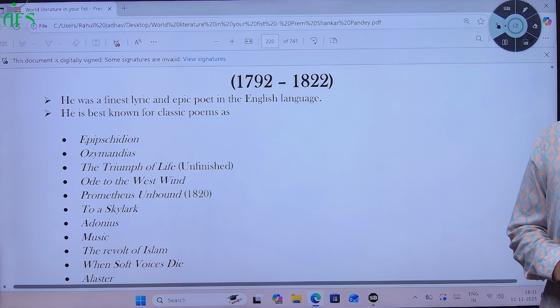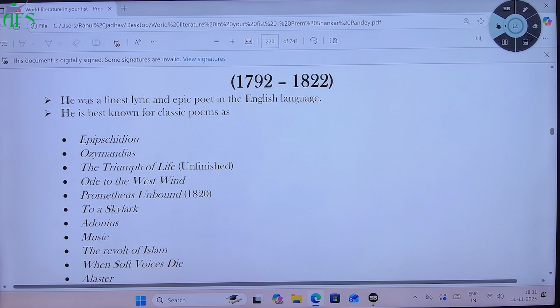Yes, P.B. Shelley. He was the finest lyric and epic poet in the English language. He is best known for classical poems such as, now we have got a list of his poems, and they remain quite noteworthy and important because of the contribution he has made and the various poems he has written are definitely remarkable. They are prescribed in many universities and have been studied by many great scholars. So I've got a list of them.